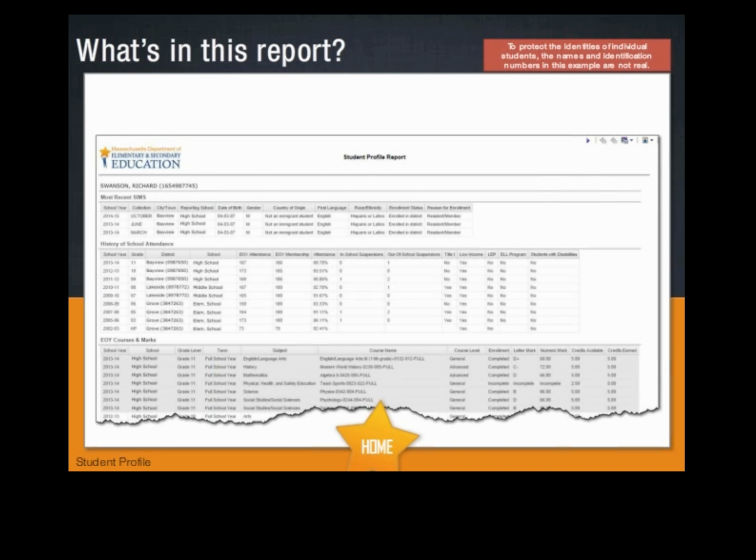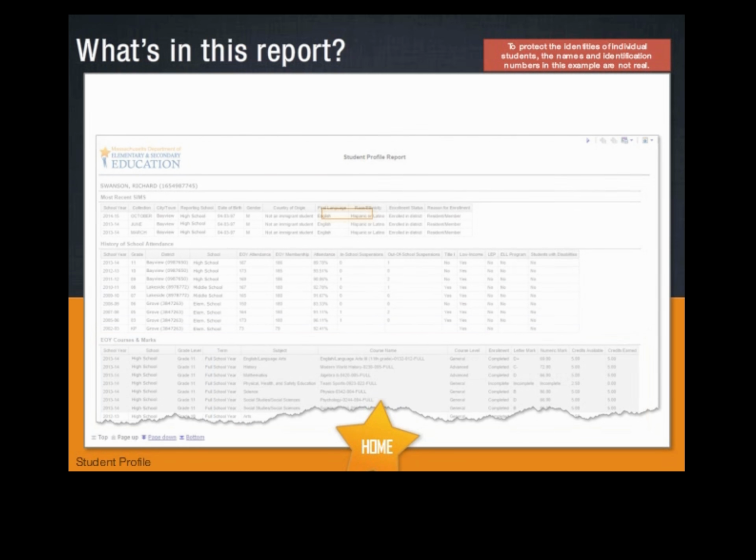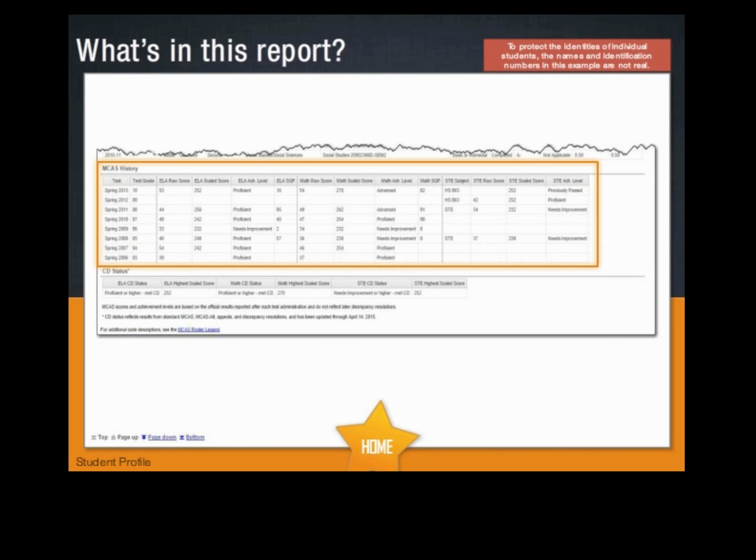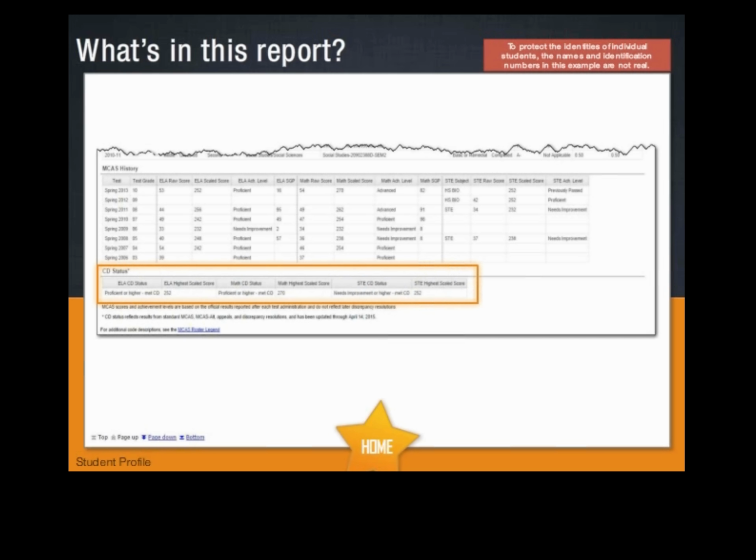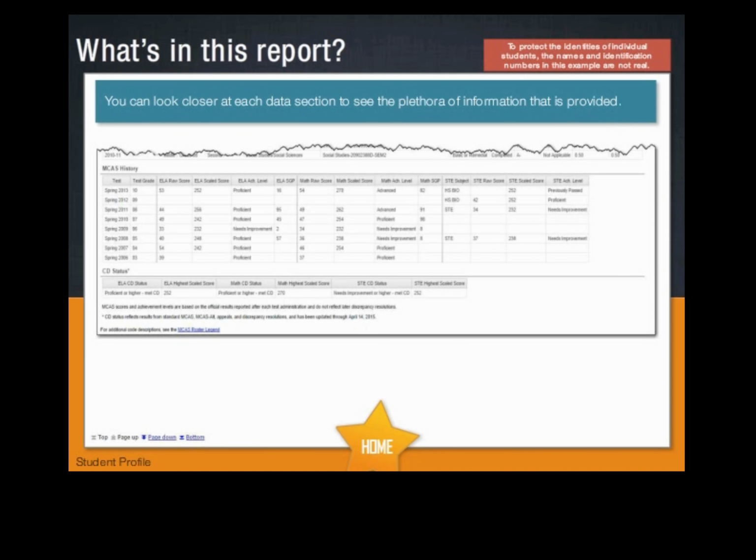In this report, the first section is the most recent SIMS information for each reporting period, followed by the history of school attendance, which also includes discipline data and information on special education and ELL identification, if appropriate. This section is followed by end-of-year courses and marks, MCAS history for each year and each subject area, and competency determination or CD status in each content area. You can look closer at each data section to see the plethora of information that is provided.